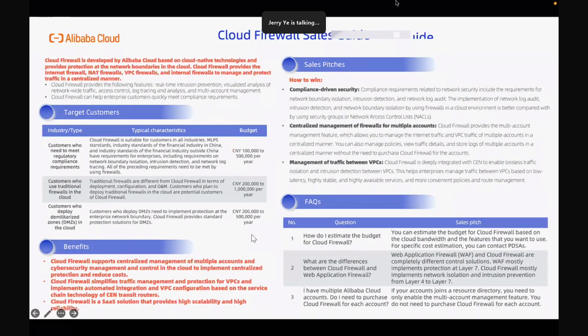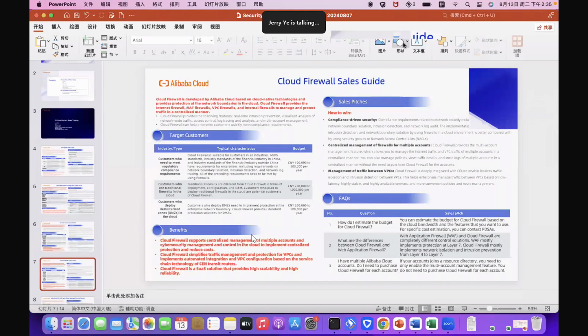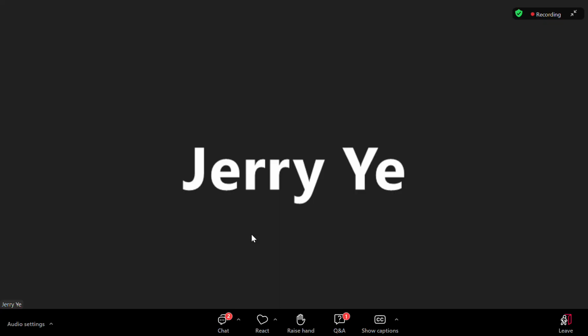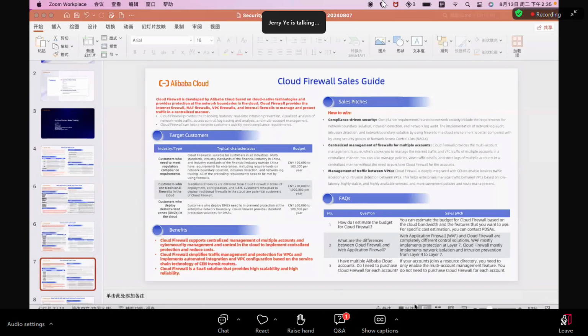Okay, so let's take a look at the fourth one. Okay, let me check if you have any questions currently. Okay, no questions. If you have any questions, you can just type in the chat box. Then I will answer one by one.